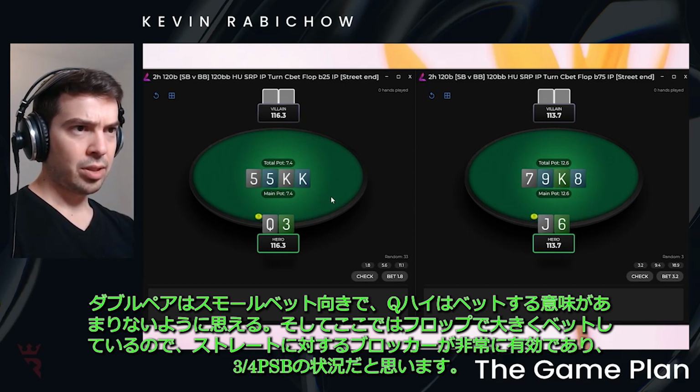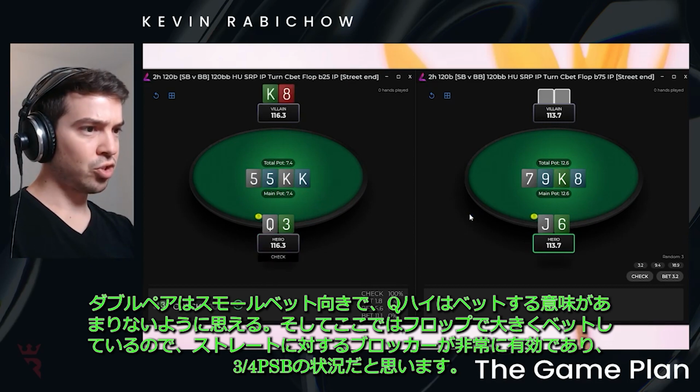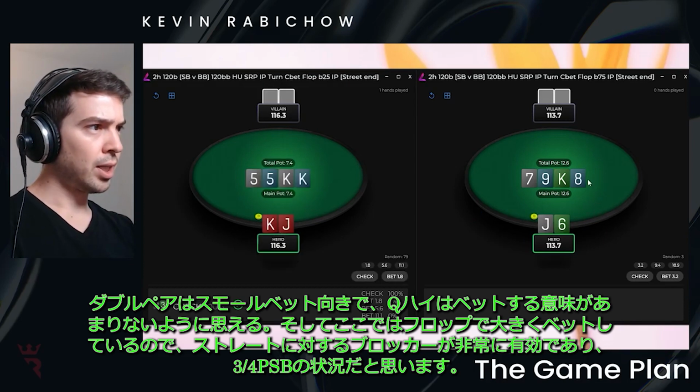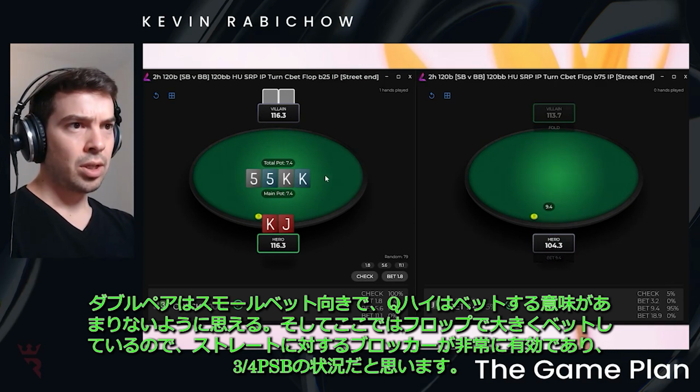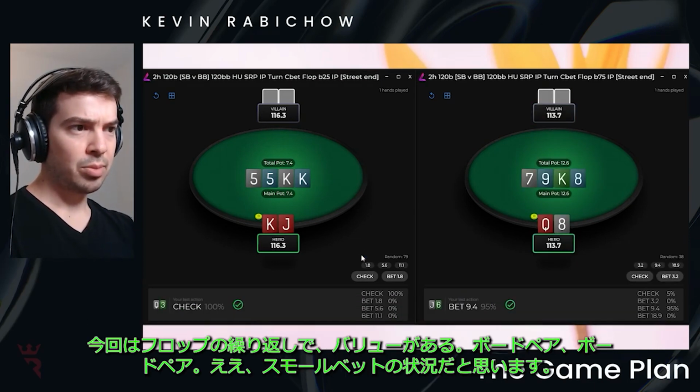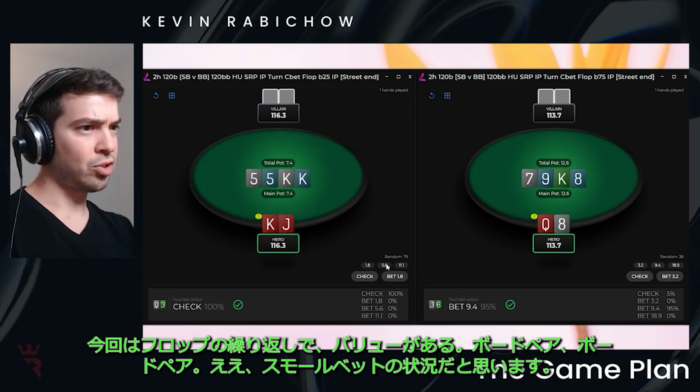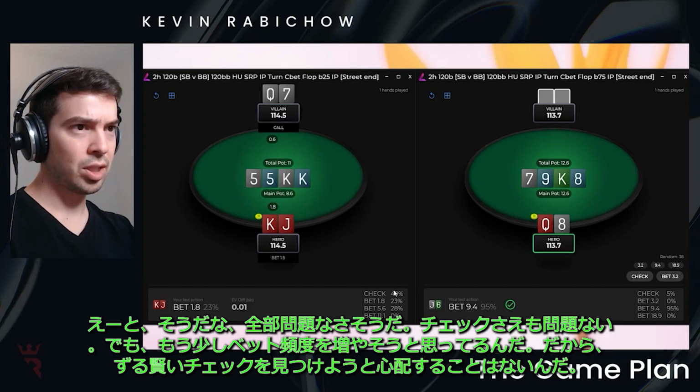So double paired seems like a situation for small bets to me. Queen high doesn't make so much sense to bet. And here we bet big on the flop, which means having blockers to the straight is going to be very useful here. And I think it's a 3/4 situation. So we're getting a repeat flop. This time we have value. I'm going to actually board pair. Yeah, I think it's a small bet situation. Let's see. Yeah, it all seems to be fine.